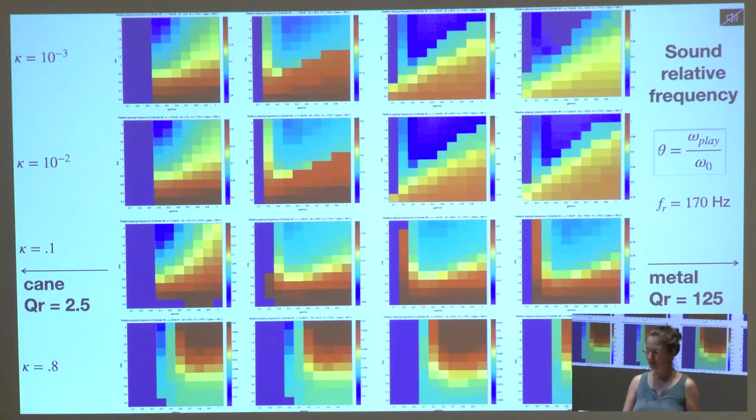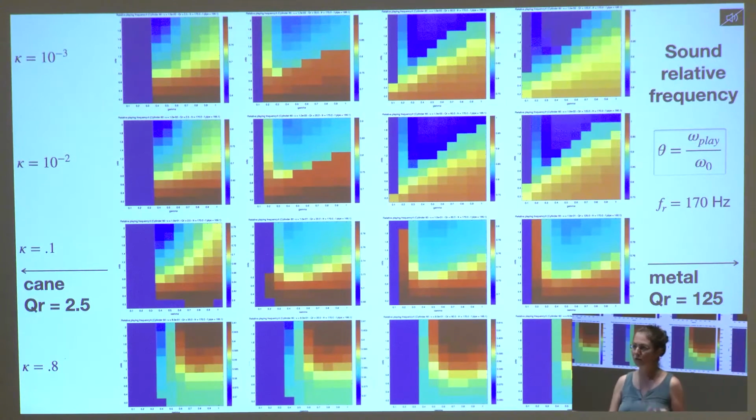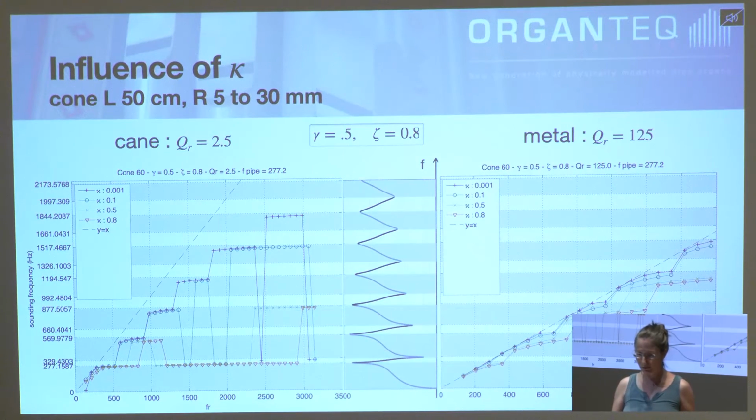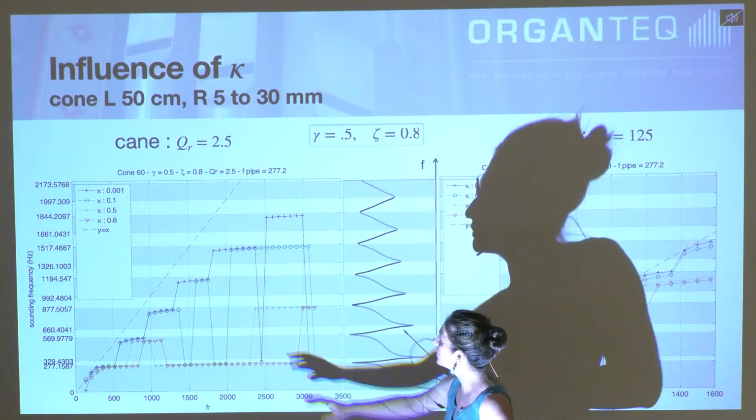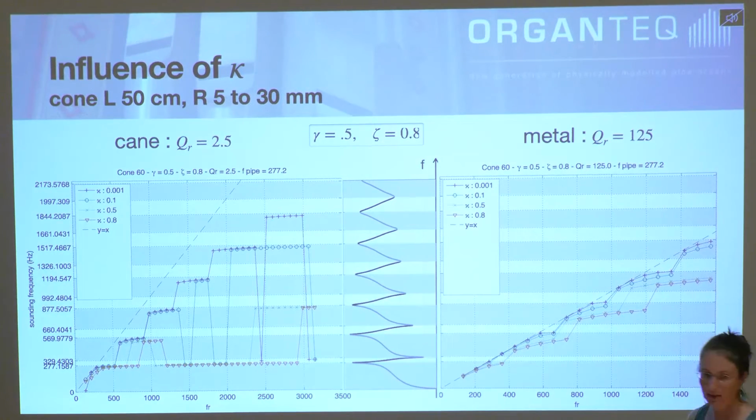If you look at it as a sound relative frequency, you can see it's not so monotonic. It's not even for a cylinder. So it's funny to see that, as you know, it's not an easy tunable system. Now let's see for the cone what happens. So you have a similar behavior. For the low quality factor, you have less overblowing than for the high quality factor.